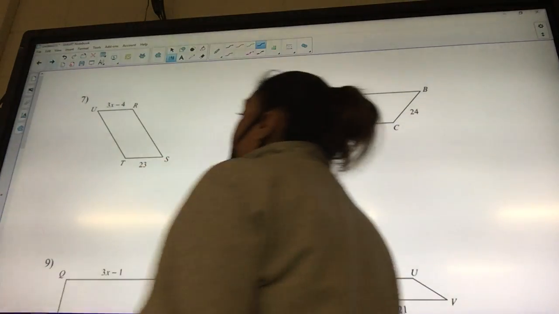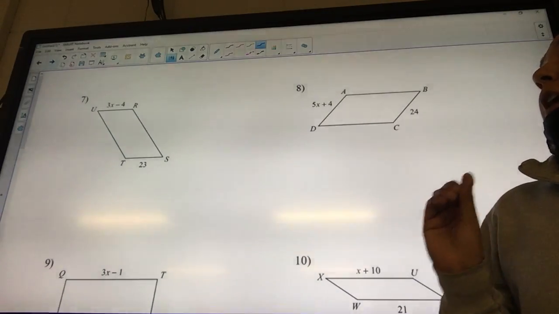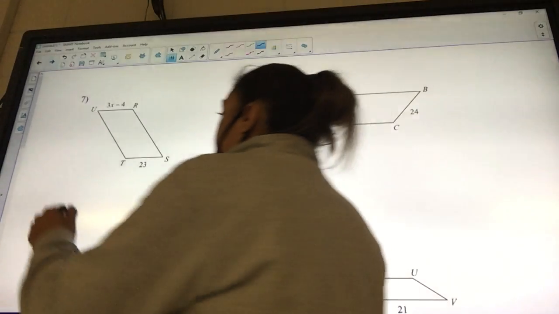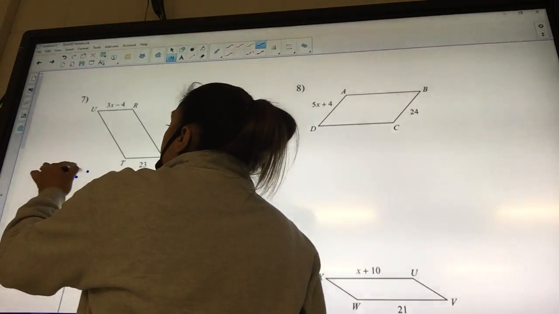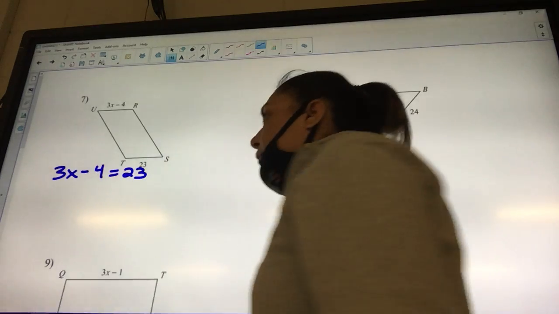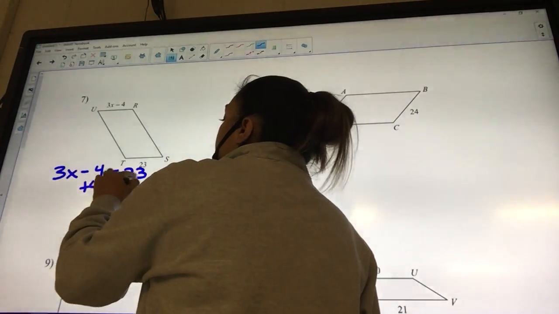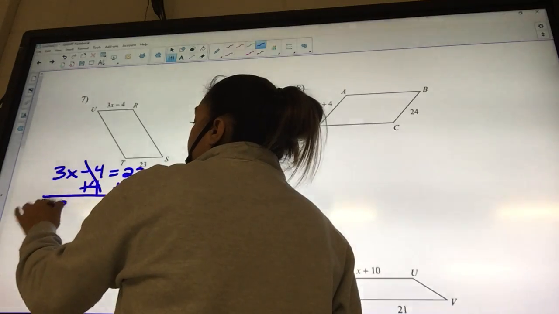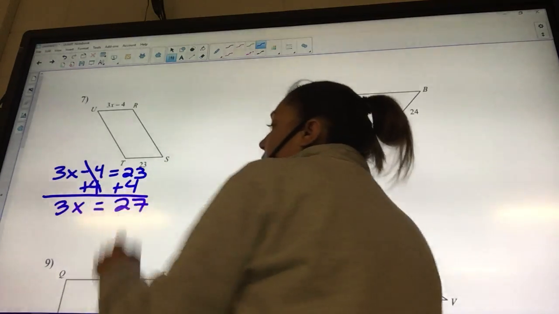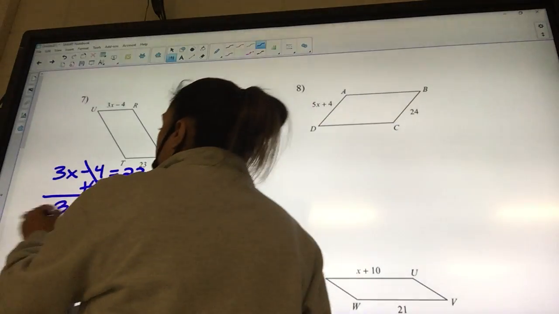Okay, so if you look at 7, I got one side is 23, the other side is 3x minus 4. So how do we set that up? 3x minus 4 equals the other side, which is 23. So plus 4 on both sides. So I got 3x equals 27. And what's our last step? Divide. X equals 9.